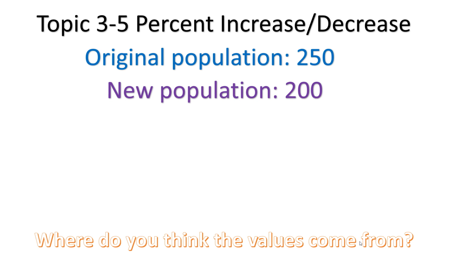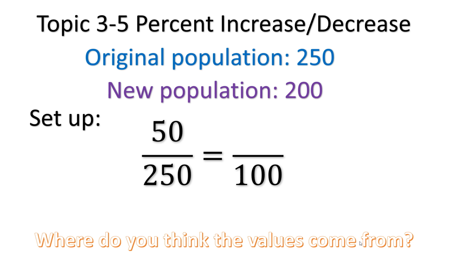Today's lesson video is on topic 3.5, percent increase and decrease. And in class, I start off showing the setup for the problem and having students think about where they think the values come from. So for a problem like this one, where its original population is 250 and the new population is 200, this is how the problem would be set up. 50 over 250 equals blank over 100. And we're trying to find the unknown percent.